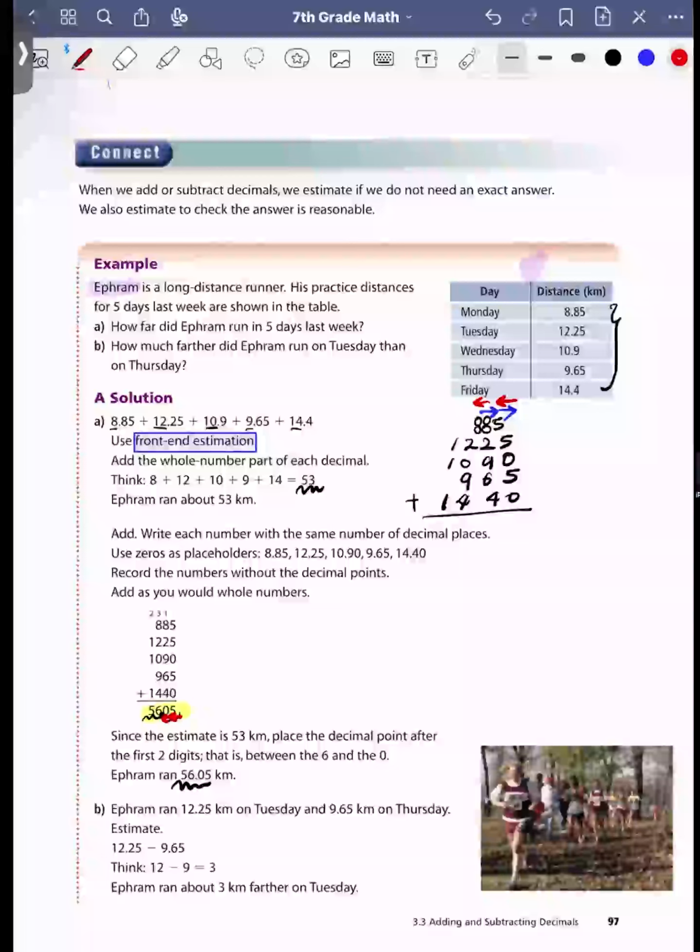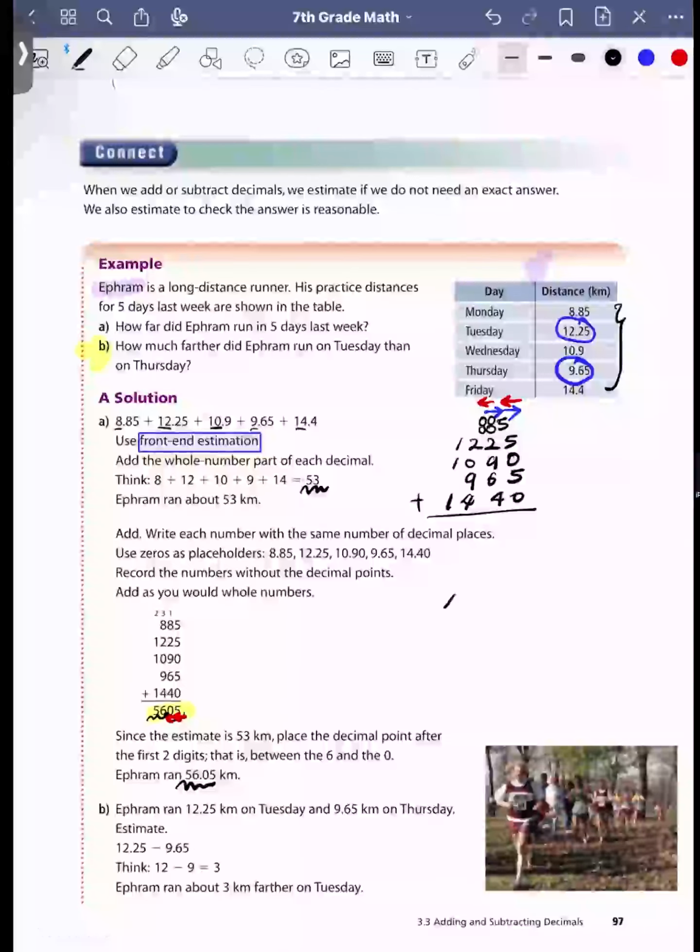Okay, let's solve another problem. B. How much farther did Ephraim run on Tuesday than on Thursday? Ephraim이 Tuesday에 달린 게 Thursday보다 얼마나 더 많이 달렸습니까? 를 물어봤네요. Then we need to do the subtraction of decimals. Great job.